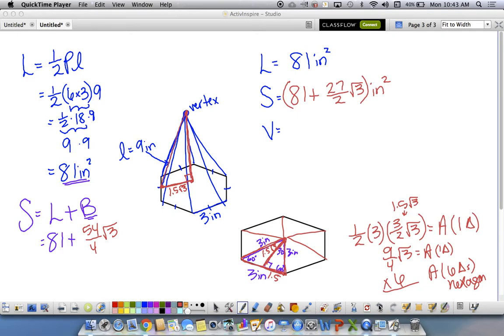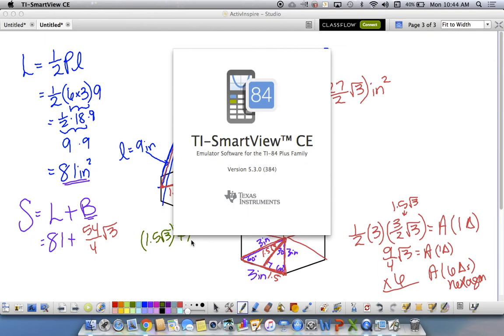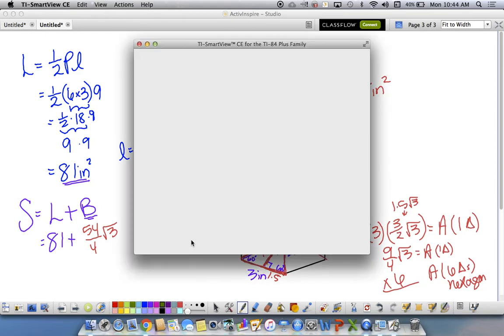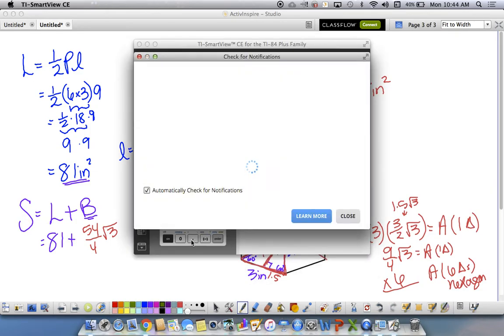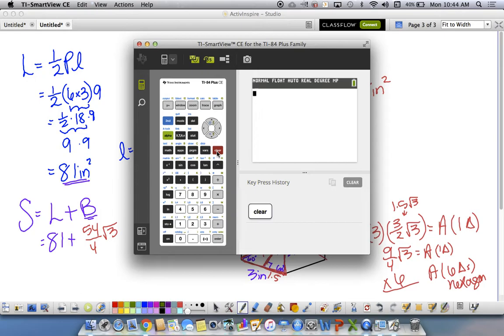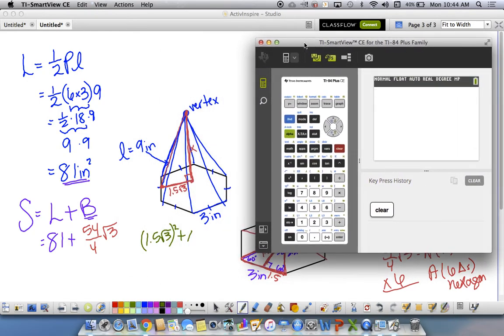I'm going to have to pull up my calculator, so watch out. Can we find this height? So we would have 1.5 square root of 3. I need to use a different color. Changing colors. 1.5 square root of 3 squared plus x squared equals 9 squared. And my calculator is pulling up now. It takes it just a second. Okay, I'm going to scoot it over for just a second.